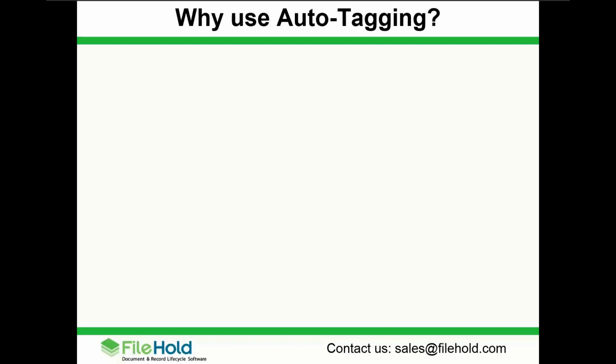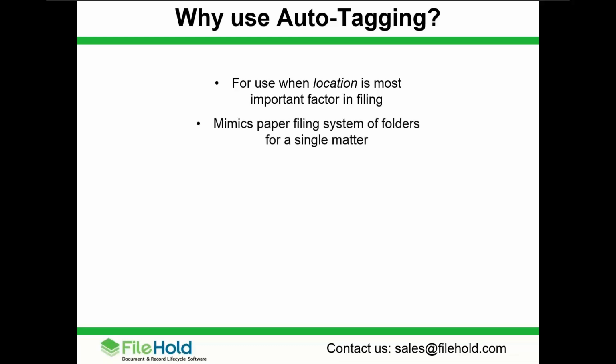Now, why use auto tagging? It's a good question, because it's not used globally, and it's not a universal solution. It's for use when location is the most important part of filing. When you're putting documents in and where they're located is the key element to your filing system, then this is where auto tagging becomes more of use. It mimics a paper filing system of folders for single matters. We often talk about in FileHold how what you're putting into the folder isn't as important. If that's very important to your organization, and you want to think in those paper-based terms, then this is where auto tagging steps in because it offers you some of that functionality.